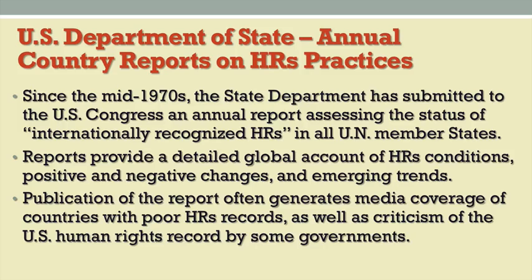Let's start with a brief overview of the country reporting process as it occurs in the United States, which is the leading country that reports each year on human rights practices around the world. This has been in place since the mid-1970s, and the State Department gathers an enormous amount of material together and submits it to the U.S. Congress, assessing the status of internationally recognized human rights in all UN member states. And the reports provide a quite unique annual snapshot of human rights conditions and positive and negative trends around the world.